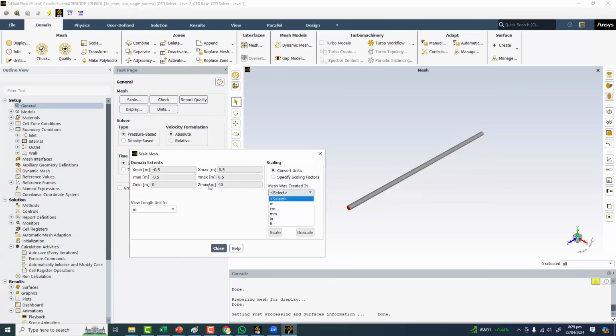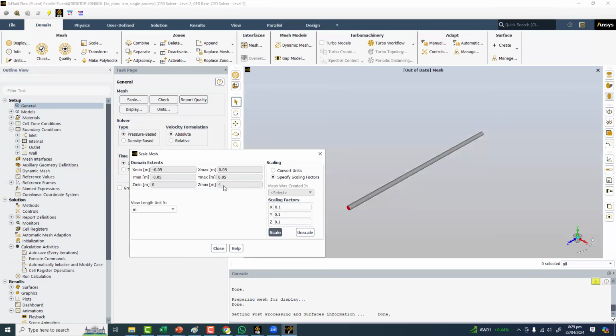So for example, now imagine that this length is not 40 meters, but maybe it's 1 meter, while by some units we have 40 meters. What we have to do is specify our own factors. So I have to divide everything by 10, and then I can get Z equal to 4 meters. So if I scale, sorry, I have to multiply with 0.1. And see, this is now 4. If this is wrong, then you can unscale anytime, back to 40.